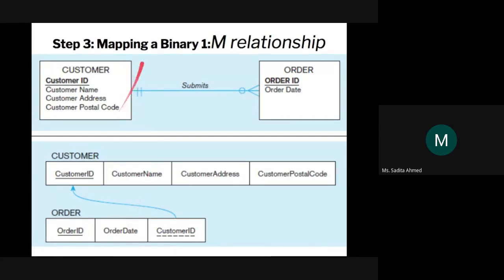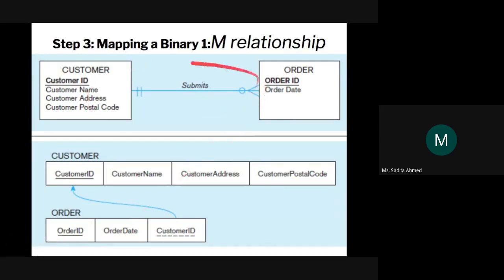So here we've got customer and order, both of these regular entities. So first of all, we will map them as the regular entities as it is. Customer with customer ID primary key, name, address, postal code, regular attributes. Order with order ID and order date. Primary key, regular attribute, fine.